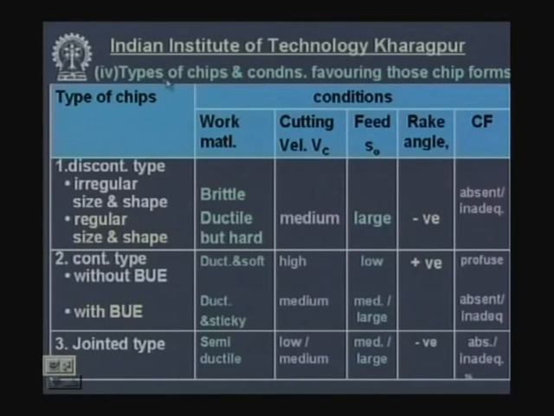Now, let us see the major classification. There are many types, but we shall consider only 4 basic, major types of chips and the conditions under which such chips develop. What are those? Now, identify the correct one. Here are the types of chips and the conditions favoring their formation. The first one is the discontinuous type.